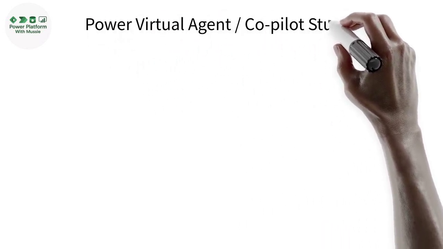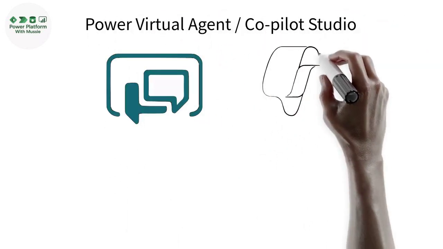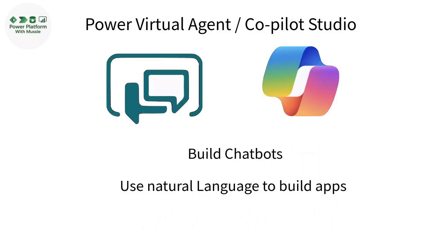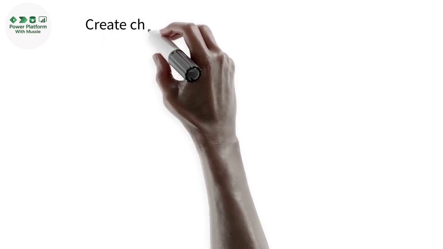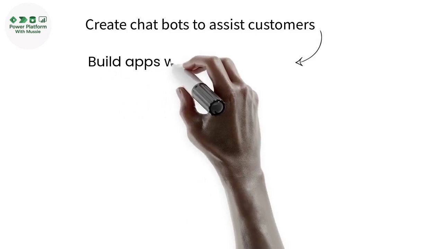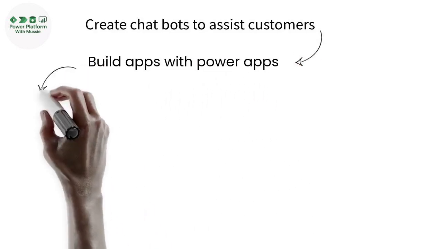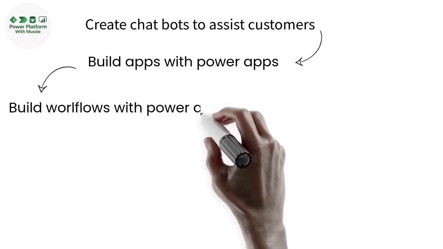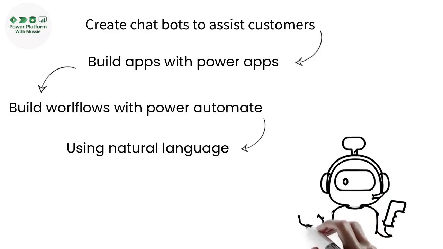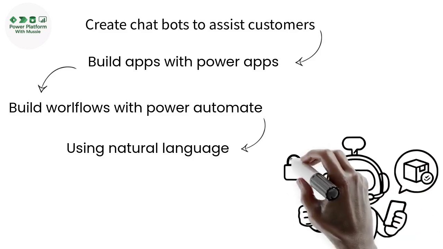Finally, there's Power Virtual Agents, which is now part of Copilot Studio. This tool lets you build chatbots and applications by using natural language prompts. The bots you create can answer questions, collect information, or even trigger workflows in Power Automate. For example, you could build a chatbot that helps employees reset their password, or one that helps customers track their order. You can use simple natural language prompts to build apps or workflows across Power Apps and Power Automate.